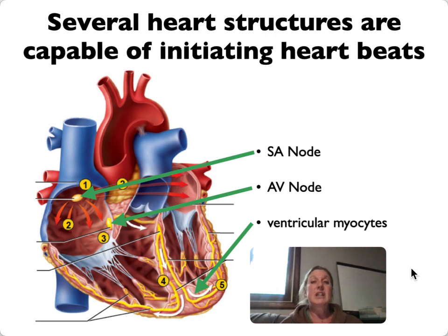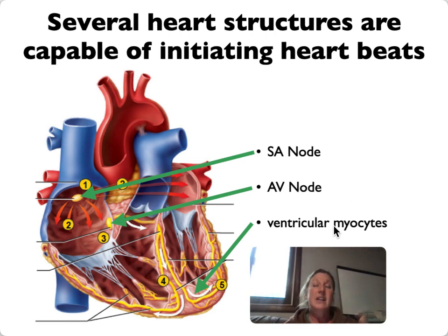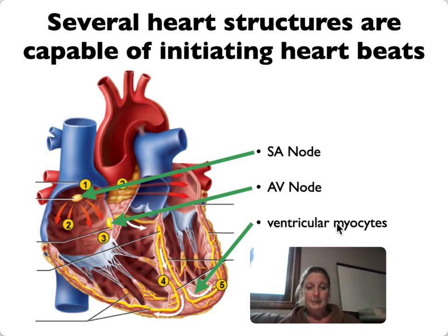All of these are capable of initiating a heartbeat, meaning that if the SA node fails, then the AV node will take over and continue to make the heart contract. If this fails, then the ventricles themselves, the individual cells, can do the same thing. Now, the reason that the SA node is considered the pacemaker is that it actually has the fastest rhythm, which means that before the AV node or the ventricular myocytes can get to the point where they send out a signal that it's time to contract, the SA node has already done it. It's moved on to its next stimulus. So because it's fastest, it gets there first every time in a healthy heart.